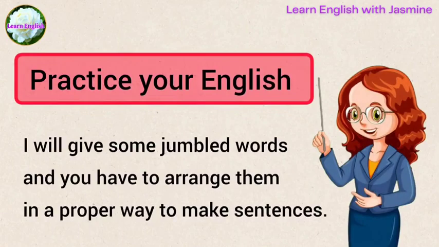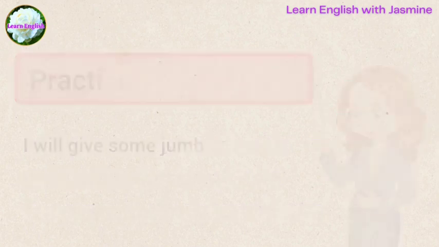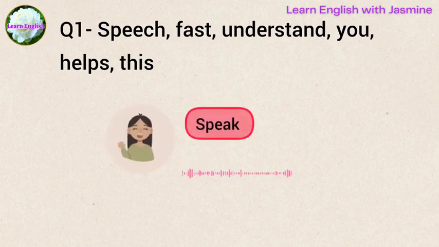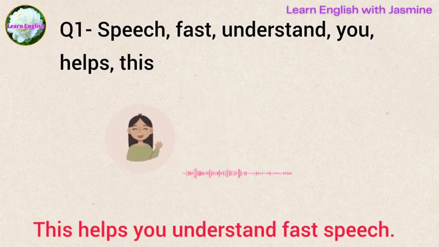Now, it's time to practice your English. I will give some jumbled words and you have to arrange them, in a proper way, to make sentences. First question. Speech, fast, understand, you, helps, this. Answer. This helps you understand fast speech.